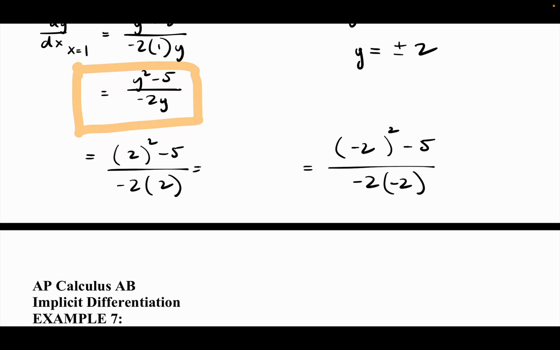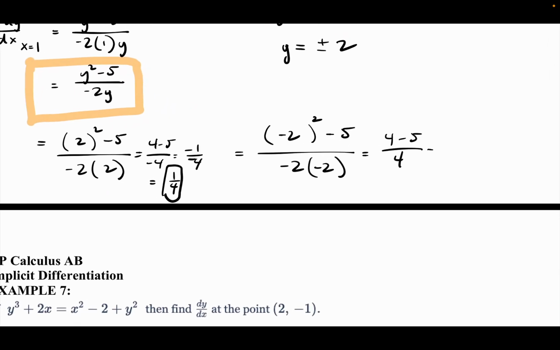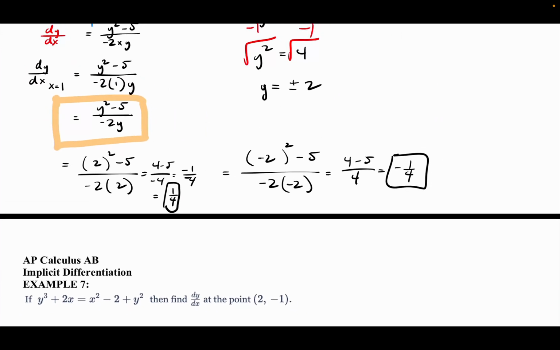So 2 squared is 4 minus 5, and then negative 4 on the bottom. So I get negative 1 over negative 4, which is positive 1/4. The other one is going to be 4 minus 5 over positive 4, so that'll be negative 1/4. Those are my 2 slopes.